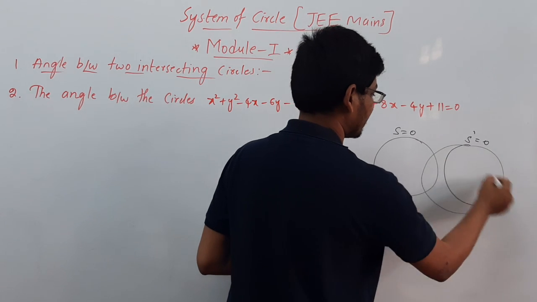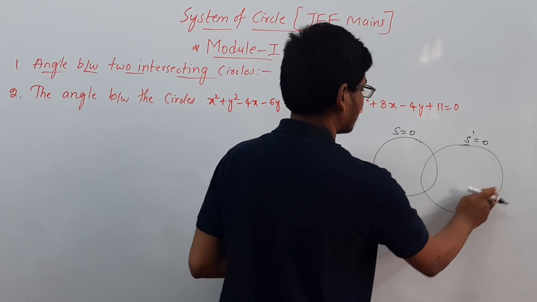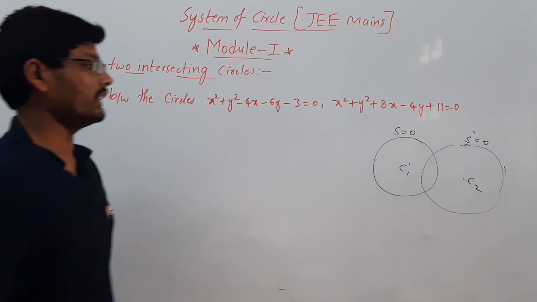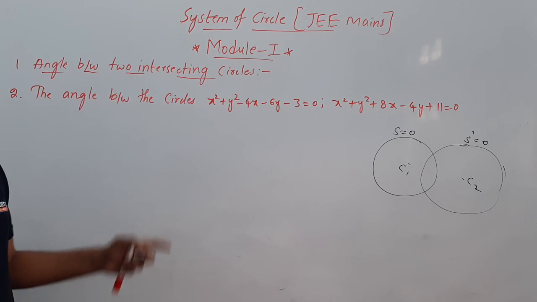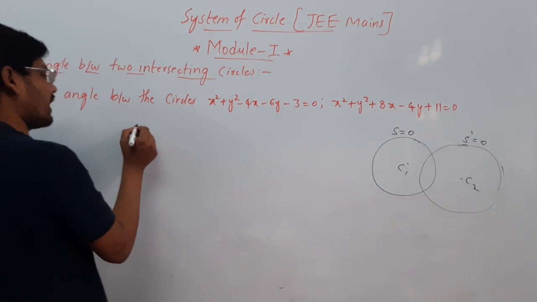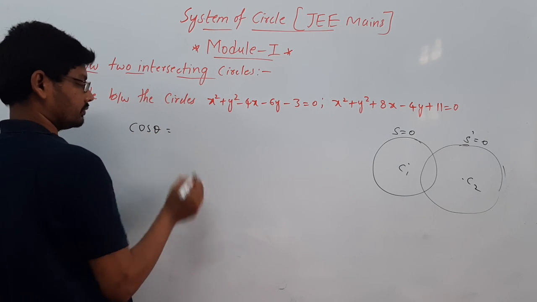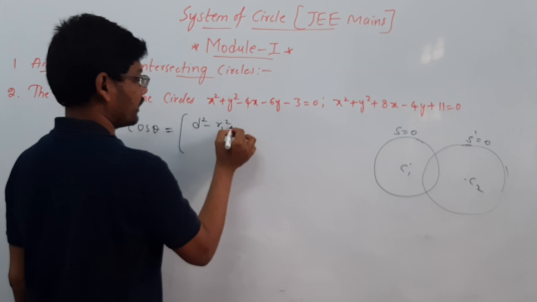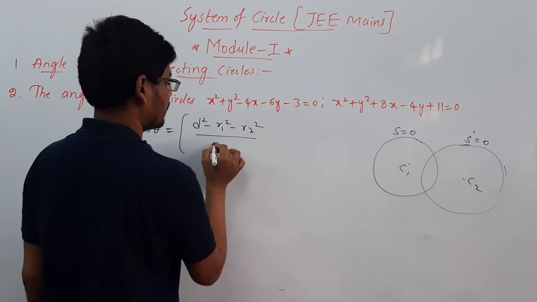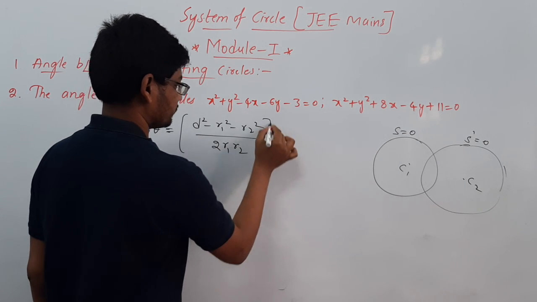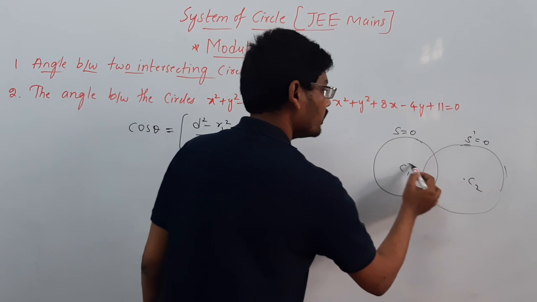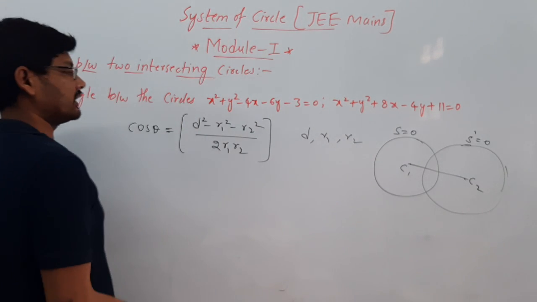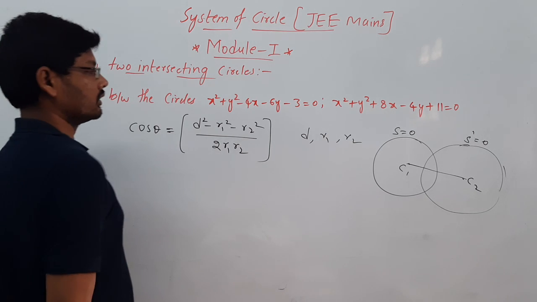These two are intersecting like this, with centers C1 and C2. We just need to find the angle using the formula: cos theta equals d square minus r1 square minus r2 square divided by 2 r1 r2. Here we want d, r1 and r2.